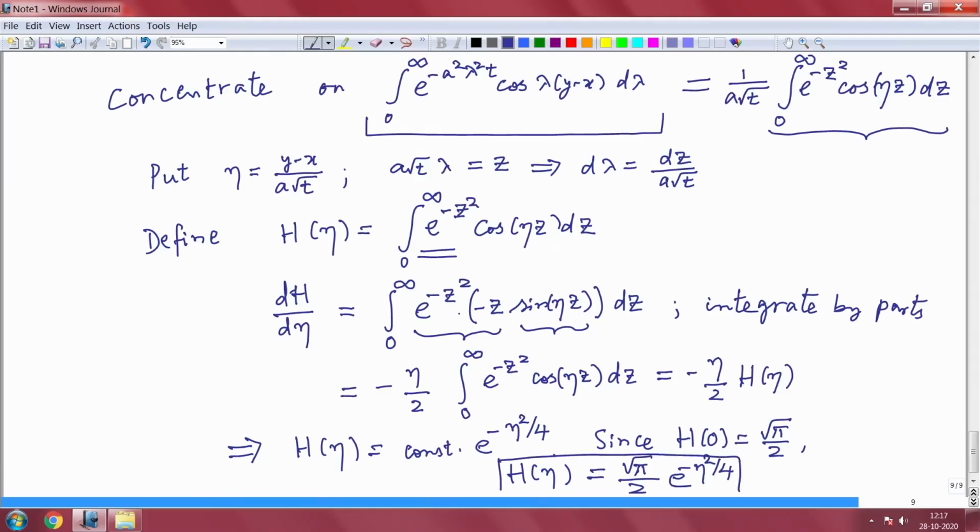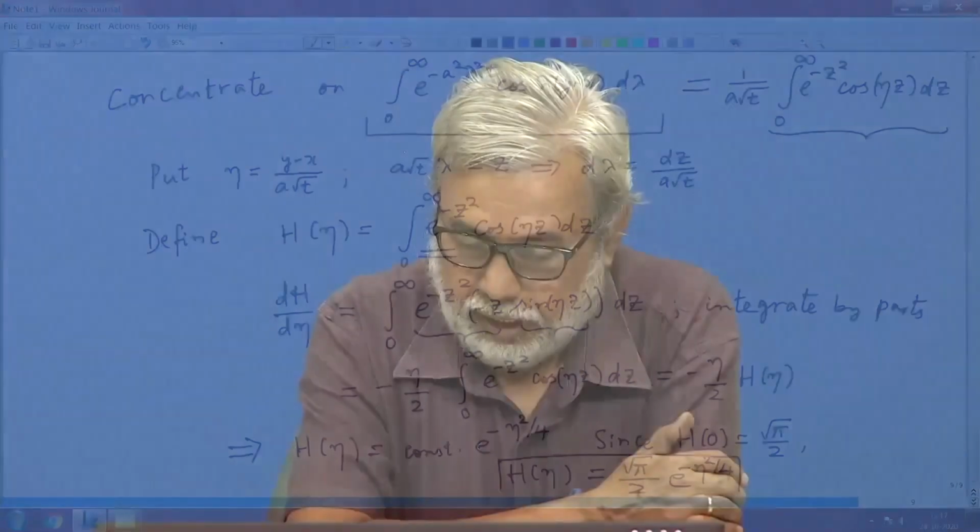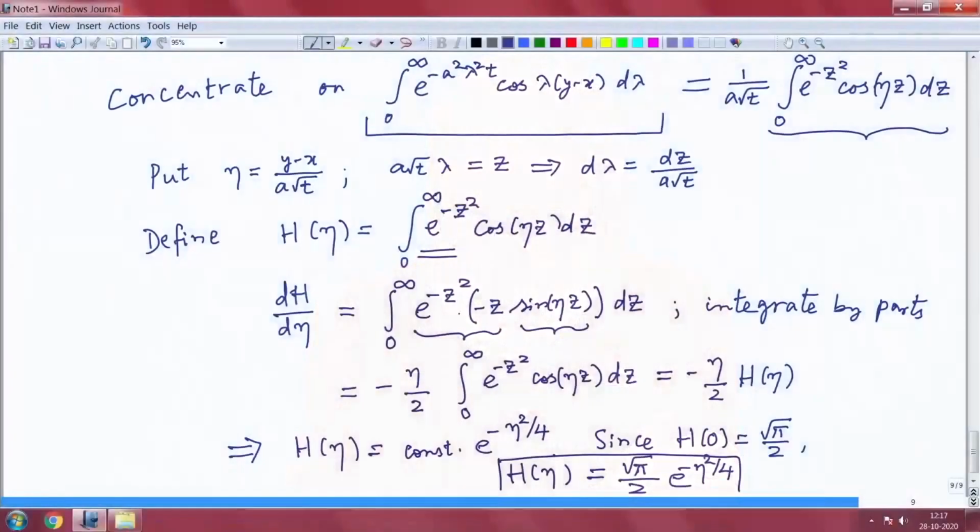So we stop here, and in the next lecture we continue from this point. After plugging this h of eta into the solution, we will rewrite the solution and see its connection with the fundamental solution of the heat operator, and then we will verify that the formula indeed is a solution of the heat equation. That we will do in the next class. Thank you.